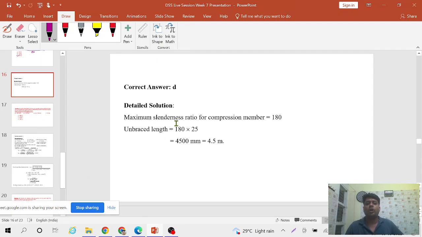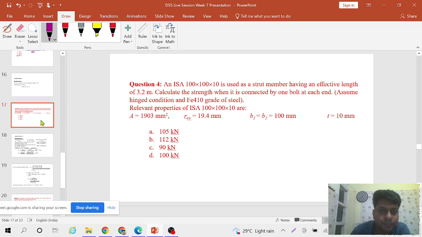So this is the solution. Students who didn't get the answer or have not solved it, please see here: the maximum slenderness ratio for a compression member is equal to 180, so the unbraced length is equal to 180 into 25, which is equal to 4500 mm, which is equal to 4.5 meter. We know the slenderness ratio is equal to length upon minimum radius of gyration, so the minimum radius of gyration, 25, we take on this side, so 180 into 25.